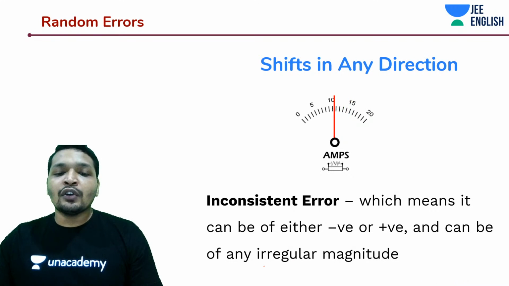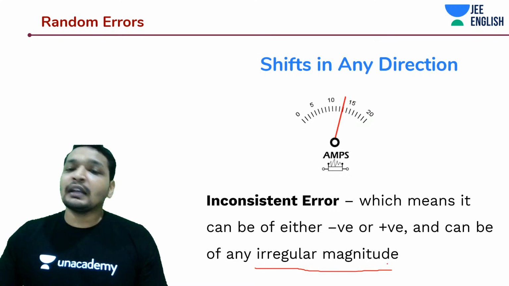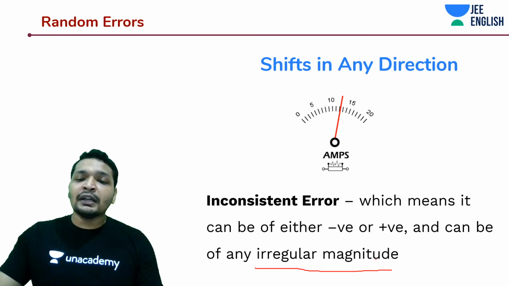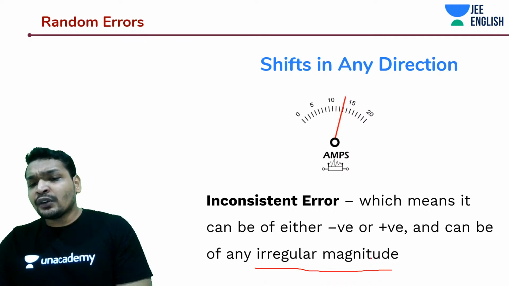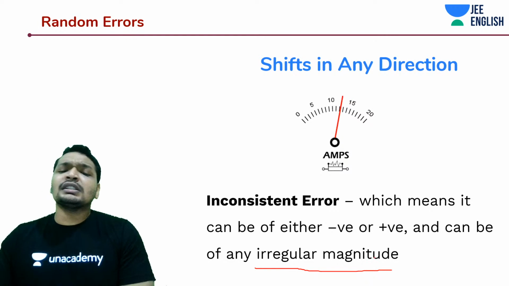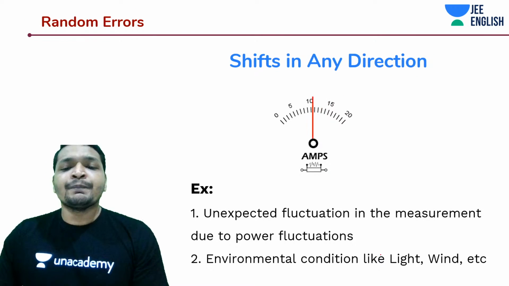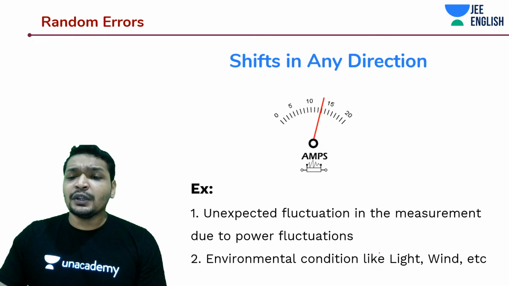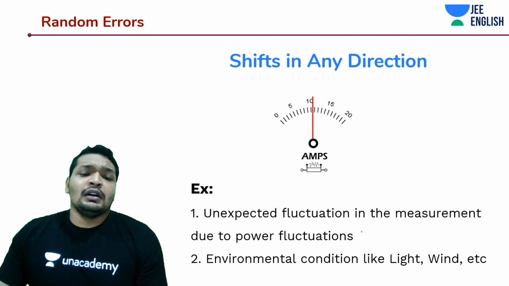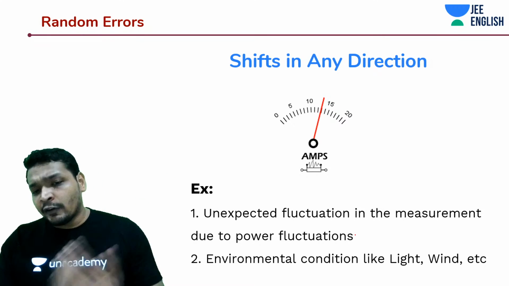And you very well know these random errors can be natural, due to your environment, and you can't control your environment completely. These errors can also be due to something like an unexpected fluctuation in measurement, like due to your power fluctuations, etc.